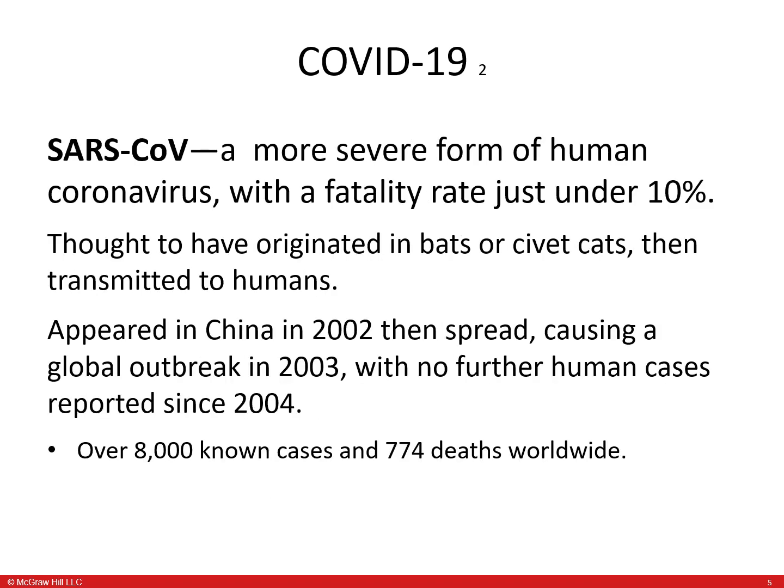Now, SARS-CoV is a more severe form of the human coronavirus. It actually has a fatality rate of 10%. It was thought that it had originated in bats and civet cats, and then it was transmitted to humans. The first case appeared back in 2002 and actually spread, causing a global outbreak in 2003. Thankfully, there were no more cases in 2004. However, throughout the world, it caused 8,000 cases and 774 deaths.